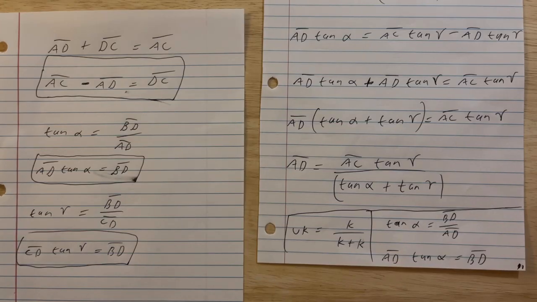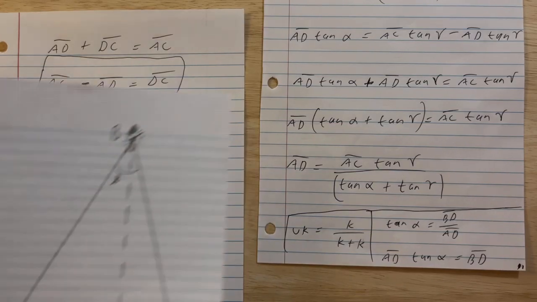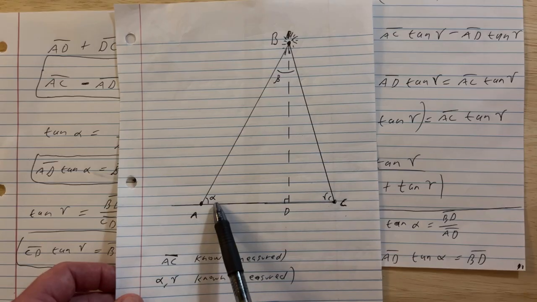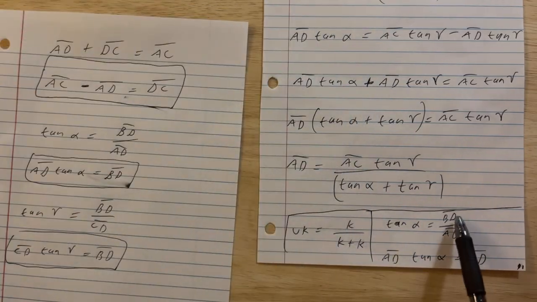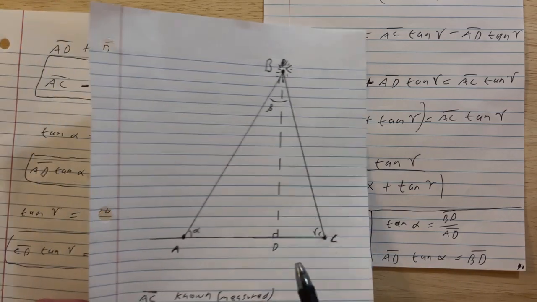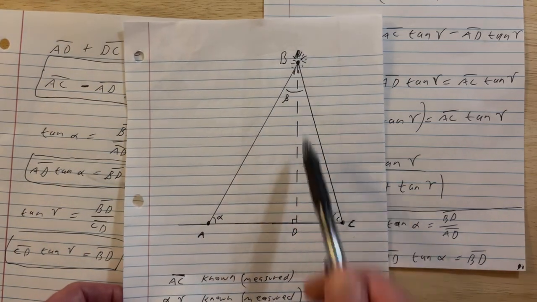So now that we've solved for AD, we can take tan alpha right here equals BD divided by AD right there. So AD tan alpha equals line segment BD, which is right there.